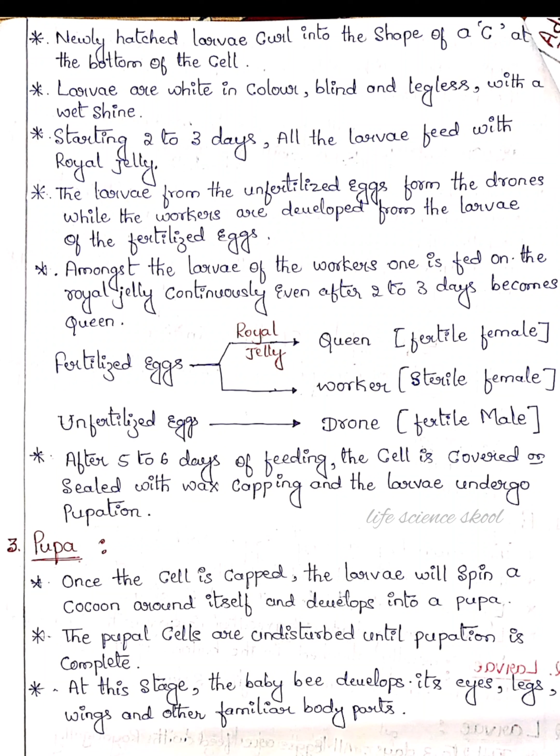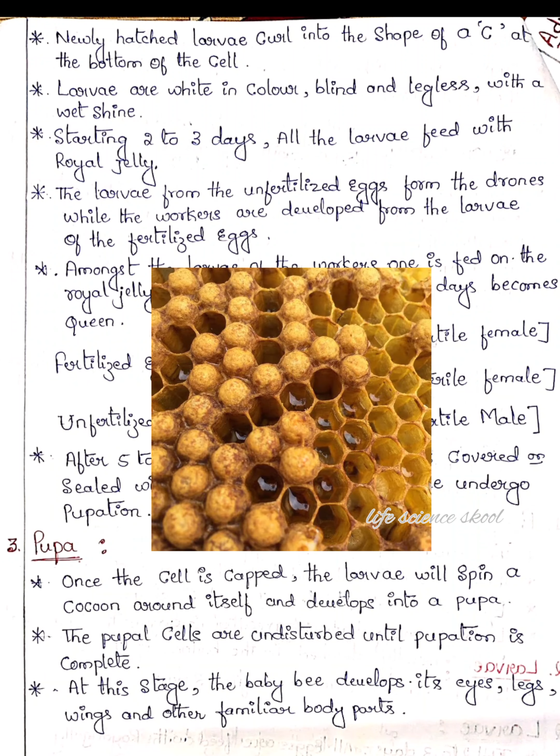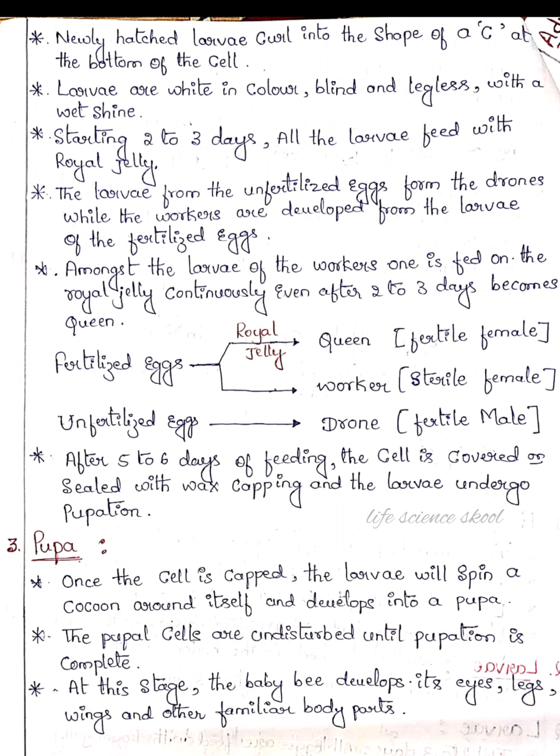After 4 to 6 days of feeding, the cell is covered or sealed with a wax capping, as you see in the diagram. So after 5 to 6 days, the whole brood cell is sealed with a wax capping, and the larva now undergoes pupation. Now let us see what pupa means. We are moving on to the third stage, that is the pupa stage. Once the cell is capped, the larva will spin a cocoon around itself and develop into a pupa. These pupal cells are undisturbed until the pupation process is complete.